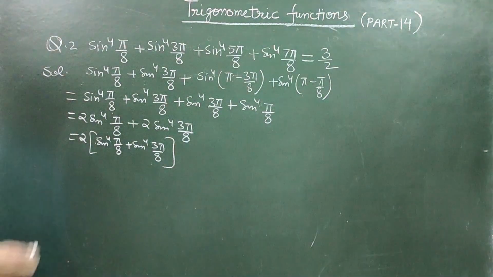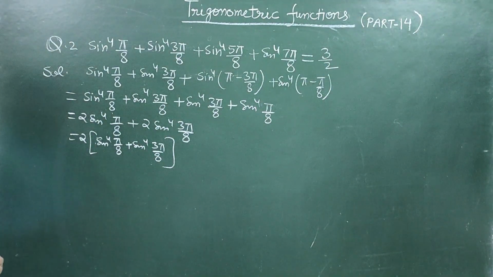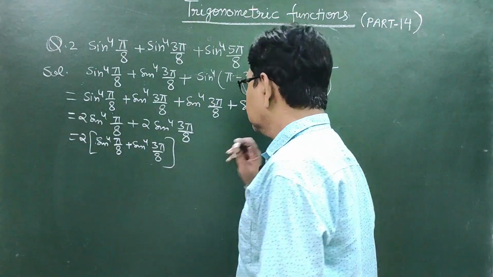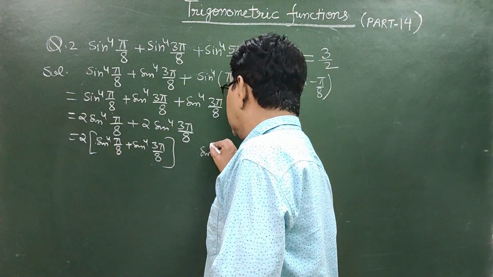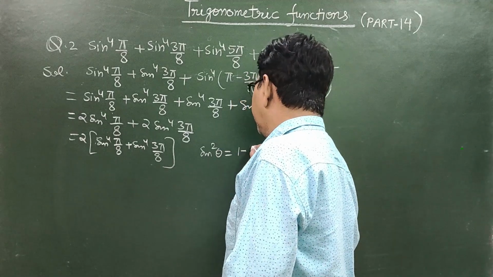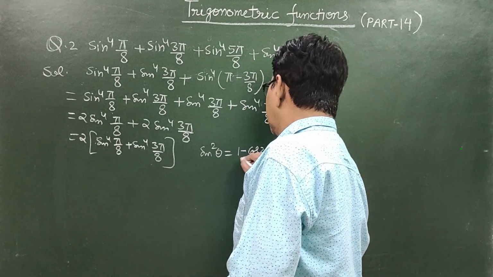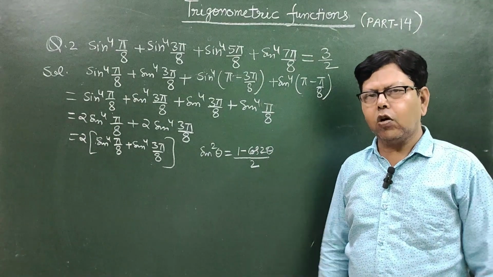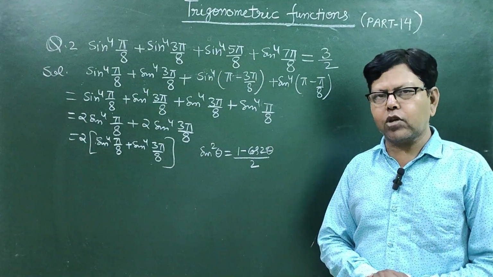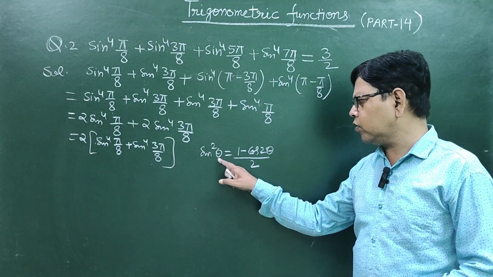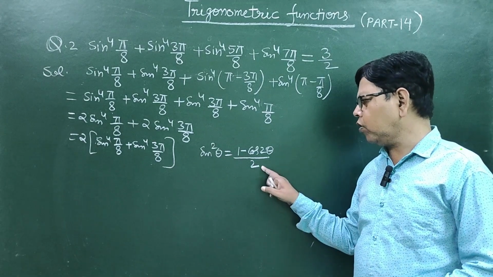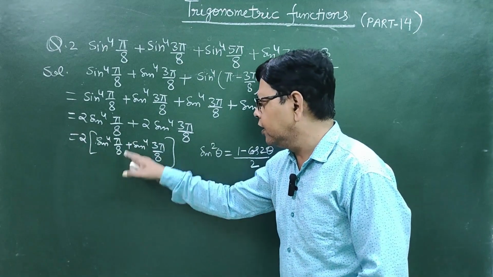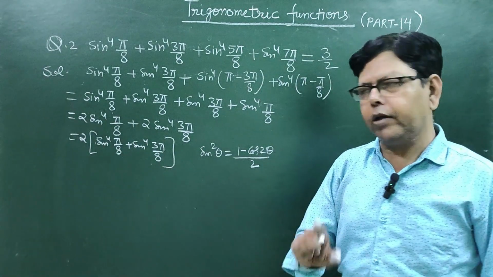Now, you know sine square theta is equal to (1 minus cos 2 theta) upon 2. You are familiar with this identity. Cos 2 theta is equal to 1 minus 2 sine square theta, or sine square theta is equal to (1 minus cos 2 theta) upon 2. By using this identity, we can convert this pi by 8 angle to pi by 4 angle.